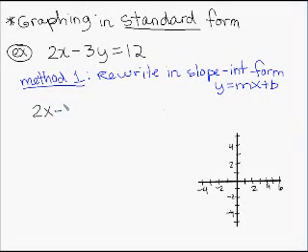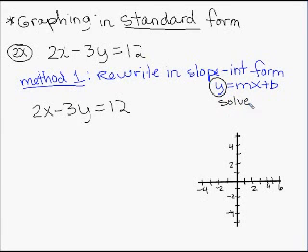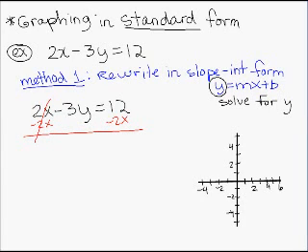So we start by saying I want to get the y by itself on one side of the equals, because we have to solve for y in order to get it into slope-intercept form. So to solve for y means to isolate the y. I'm first going to subtract 2x from both sides of the equation because I'm going to isolate the y. Then bring down the equation, negative 3y equals negative 2x plus 12.